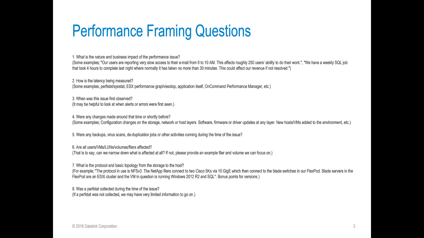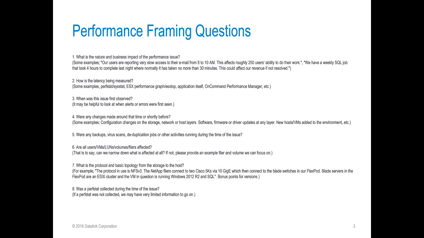For C-mode, normally you have anywhere from 2 to 8 nodes involved, so we want to figure out which node it's on, which SVM you're having an issue with, and then from there, which volume or LUN. So we can do the same thing that we do in 7-mode, look at the aggregate and which disks are involved in the aggregate.